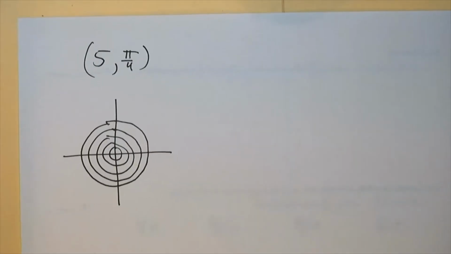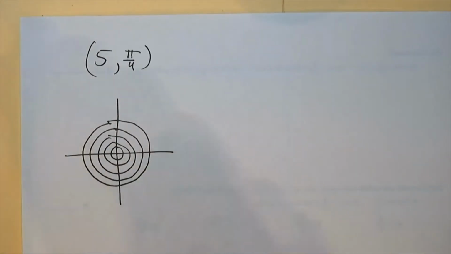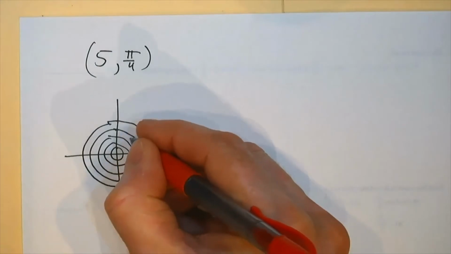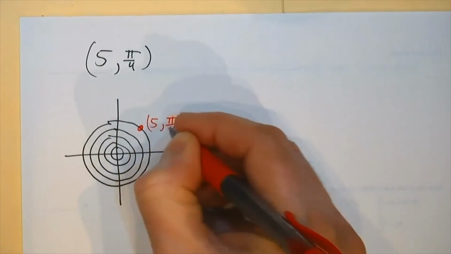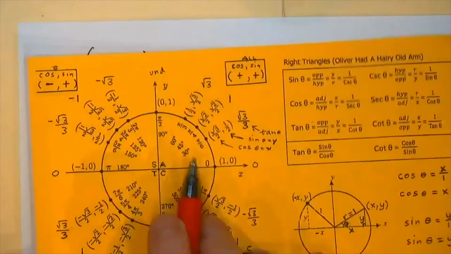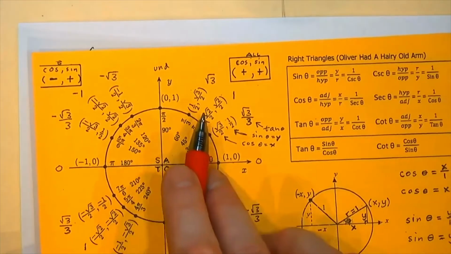Okay, so let's say you've got this, and they say name it multiple ways. First of all, let me draw it. 1, 2, 3, 4, 5 pi over 4. Okay, because pi over 4 is there. It doesn't hurt to get out your unit circle and kind of go pi over 4, about 45 degrees.